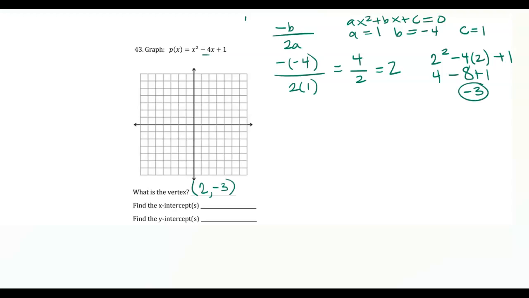Okay, next let's go ahead and find the x-intercepts. So if you remember, the x-intercepts are the place that this graph is going to cross the x-axis. So that tells us then on the x-axis, we know this is where y equals 0. And so to find the x-intercepts, that's really what we're going to look at, is where y equals 0. In this case, it's p of x, so we'll just put 0 in for this. So we'll have 0 equals x squared minus 4x plus 1.